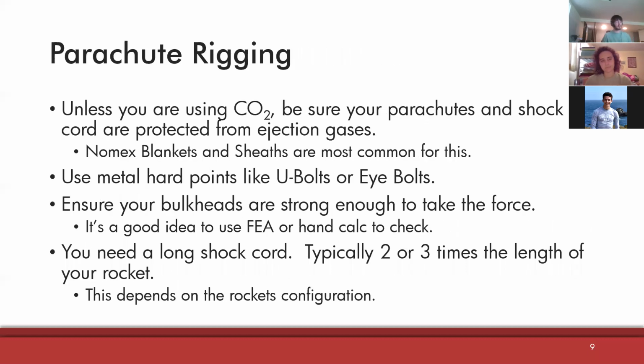Continuing on, parachute rigging. Unless you're using CO2, you need to make sure that your parachutes and shock cord are actually protected from ejection gases. This is typically done through Nomex blankets and sheaths. The AIAA has a bunch of them, but basically just fire-resistant cloth. Copious amounts of dog barf also work.